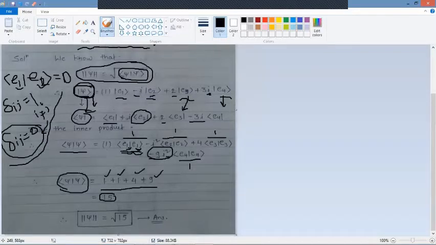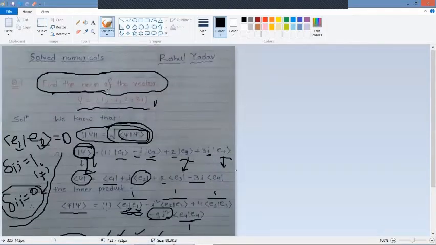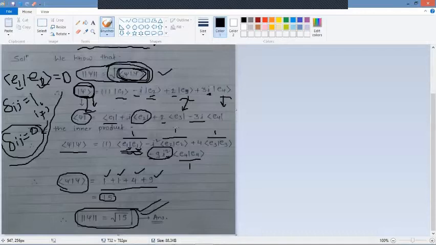We have to put this value of the inner product in the square root. This is the final answer, the norm, and this is the correct answer. Whenever you find the norm of any vector, you must first find the inner product of that vector and put the value of the inner product under the root, and you will get the norm of that vector. Okay, I'm going to take the next question.